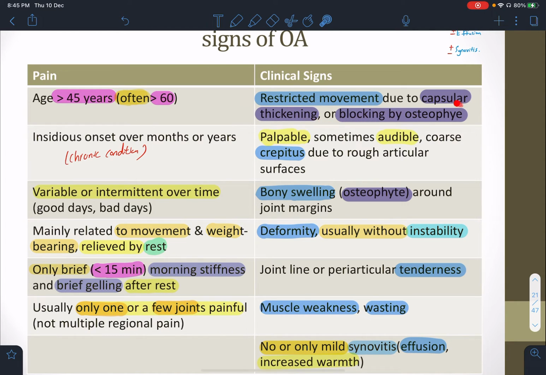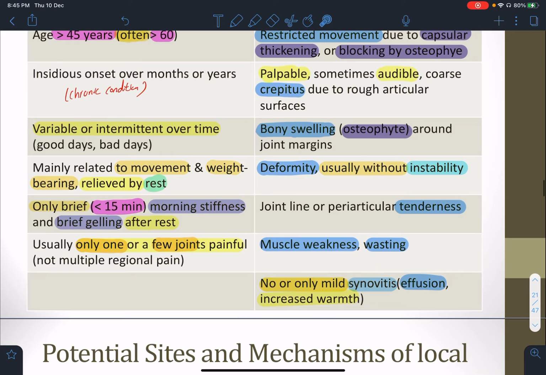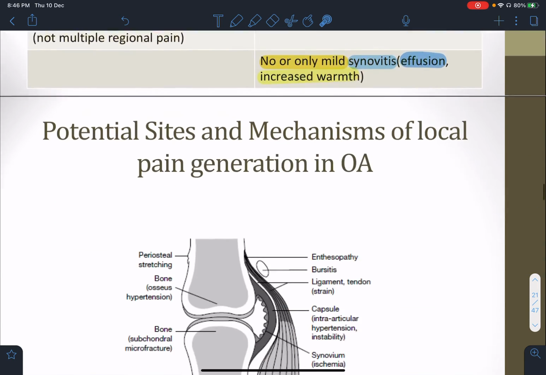There is restricted motion due to osteophytes, and effusion and swelling might be there, with palpable and audible crepitus. Bony swelling like osteophytes. Deformity can be noticed and sometimes not there. Joint line or periarticular tenderness, muscle weakness, may not be necessarily there.